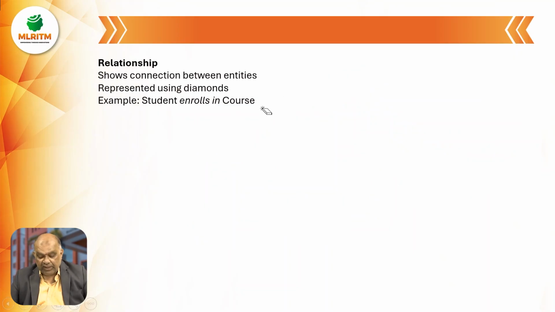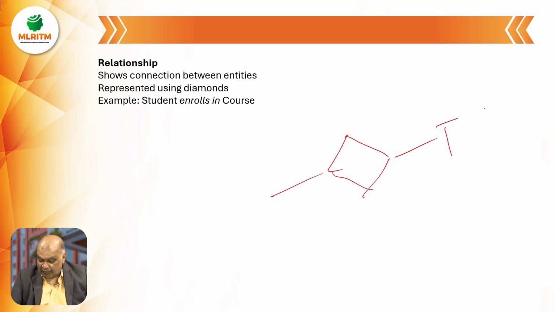For relationships, we can show the relationship between the entities. The relationship symbol is the diamond between the two entities. So these are the two entities, entity 1 and entity 2, and this is the relation.